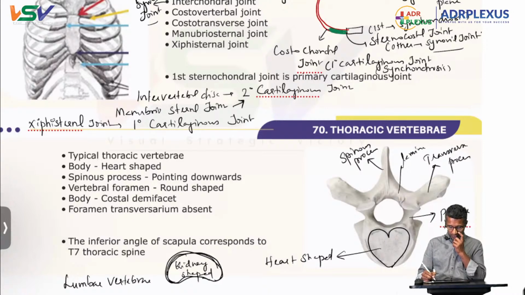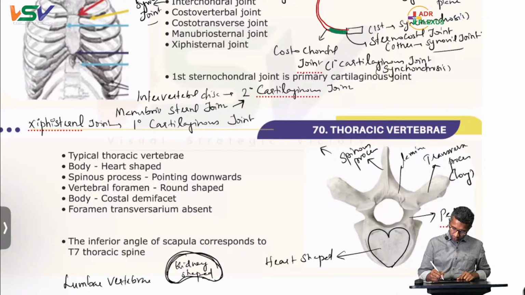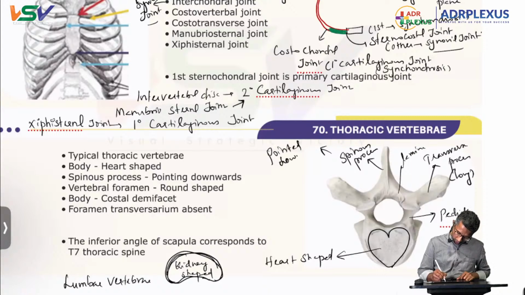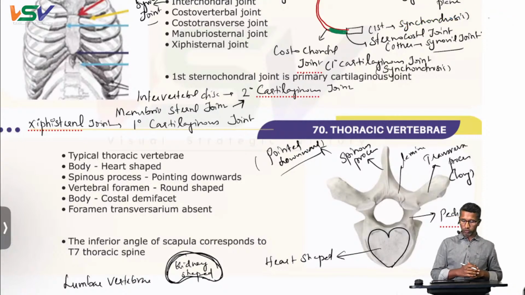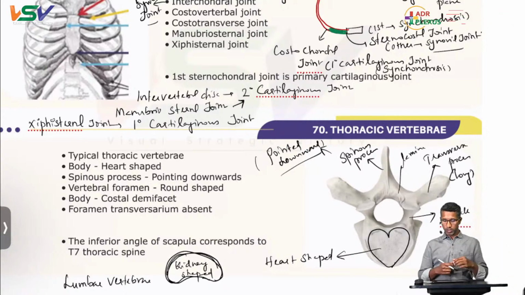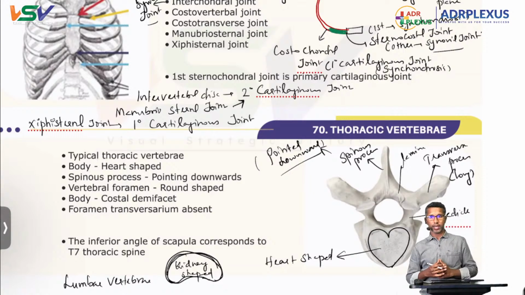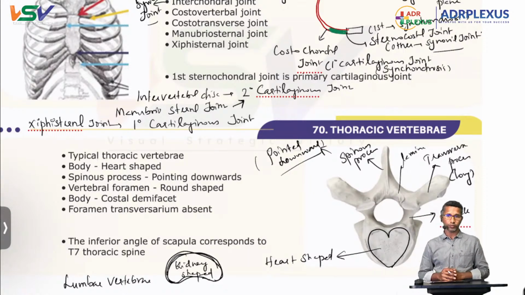The transverse processes in the thoracic vertebra are usually long. The spinous processes are usually pointed downwards. Very, very important point: the spinous processes of the thoracic vertebrae are pointed downwards. The transverse processes are directed posteriorly and they are slightly long.